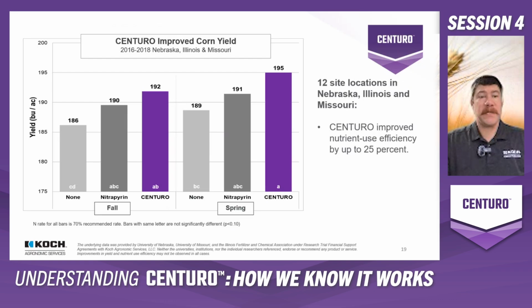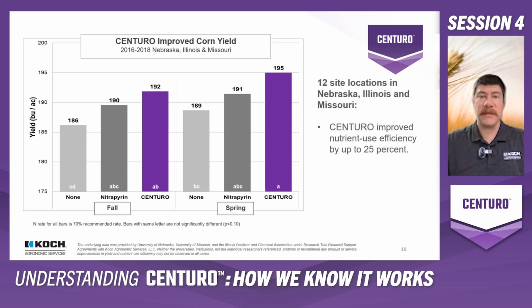Now, I'm going to wrap this up with anhydrous data. Depending on what part of the country you're in, you may make fall applications and you may make spring applications of anhydrous. I think an important call out with this data set is that it really doesn't make a lot of difference whether you're putting it on in the fall or in the spring. CENTURO is still going to function and provide a higher nitrogen use efficiency.